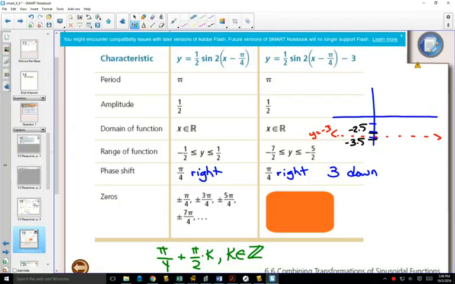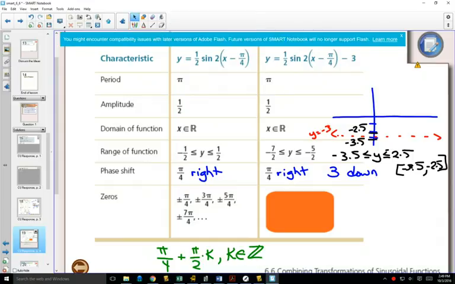They wrote it with fractions, but you could have written it with decimals, -2.5. You could have written it in interval notation. That would be fine as well. And now if that's my maximum and that's my minimum, and my cos graph or my sine graph is going to be in between there, what are our x-intercepts going to be? There's not going to be any.